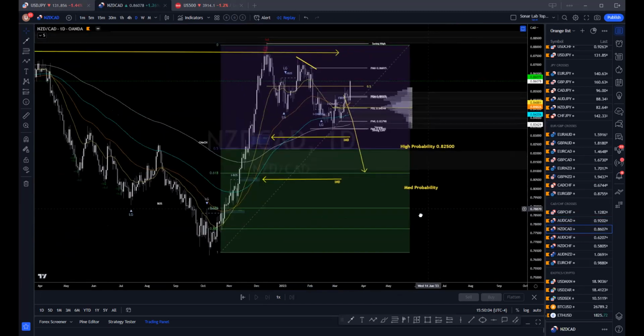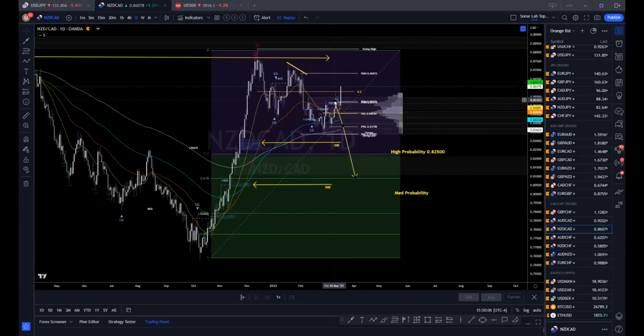Okay, NZD/CAD. Same difference. We got a nice little uptrend there, right? It did do a little bit of a break of structure. We are coming back to this nice little order block right there. Let me go ahead and mark that up. And we're there.